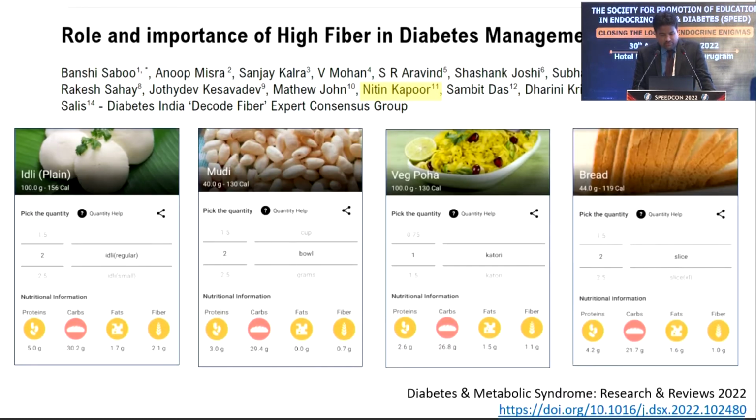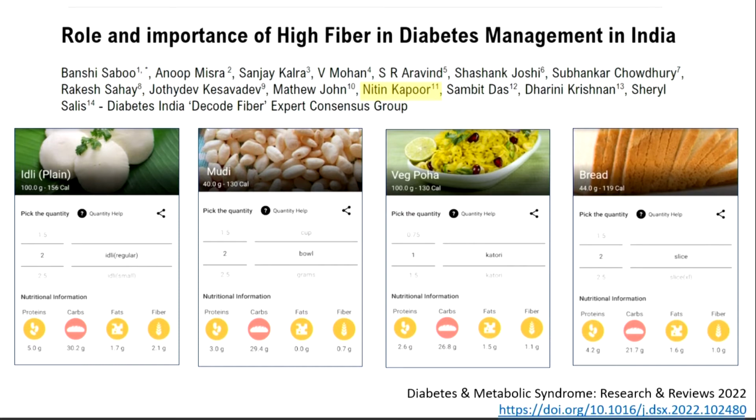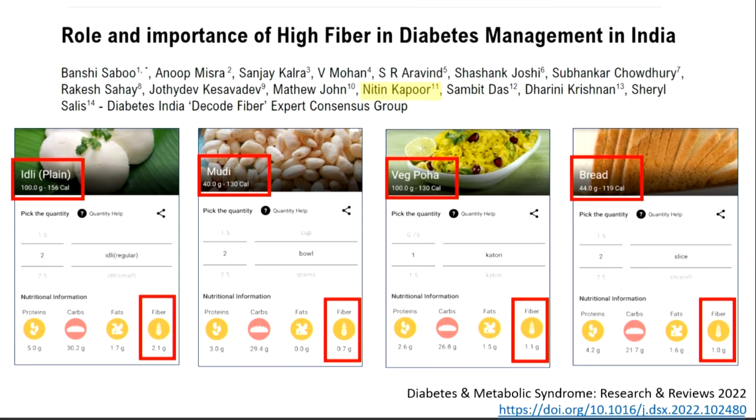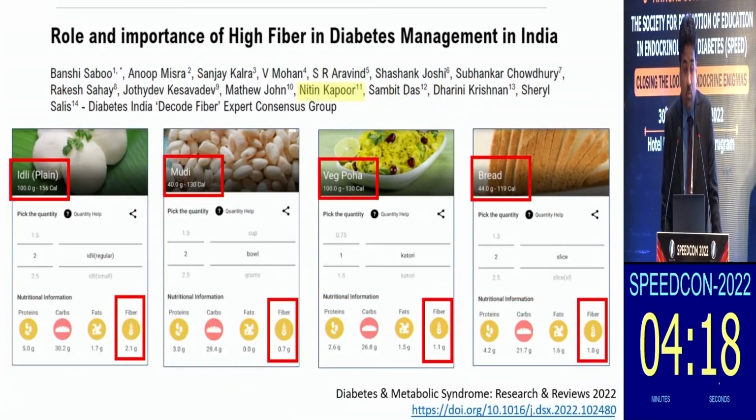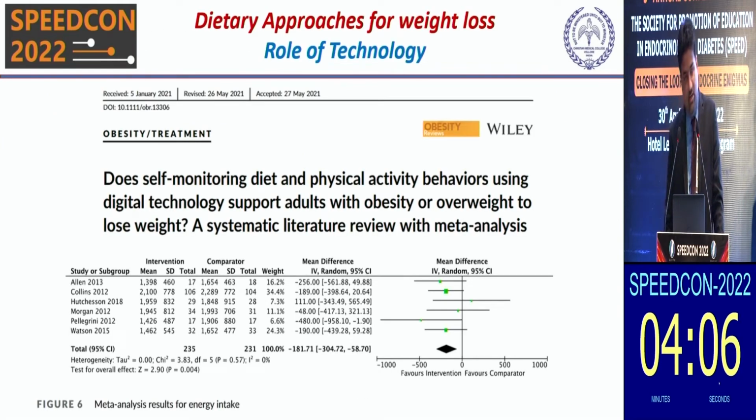I'll just give you an example. This is a snapshot from a commonly used app where we see 4 common breakfasts used in North, South, West, and East India. All have almost similar calories. Just look at the difference in the fiber. The point is we need to empower our patients to be able to identify this. We often give diet charts to our patients, but how many patients can eat the same diet every day? So it is based on what is available and how they can change the proportions by themselves, understanding what can be increased and what can be decreased. The role of technology in literature is suggesting more and more that it can be used in dietary interventions very well.